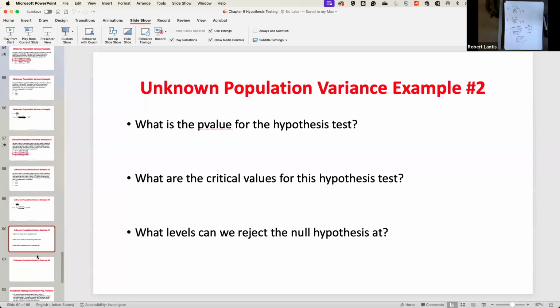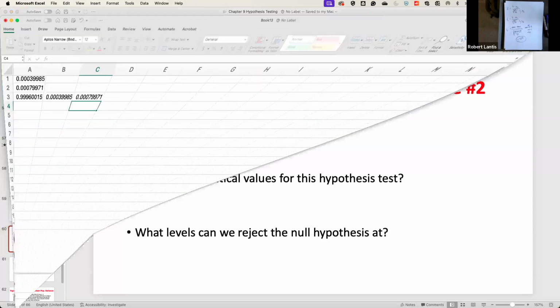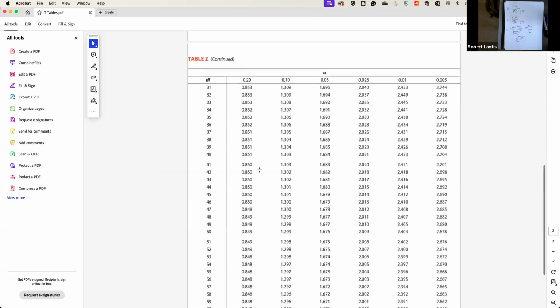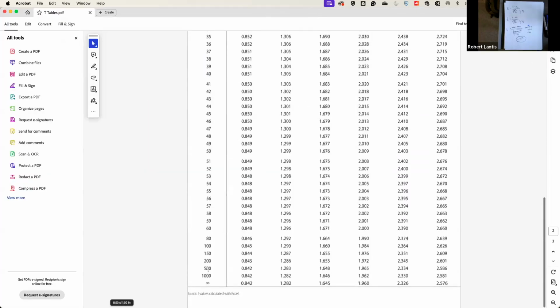Okay, I left it blank because I wanted to show you how we do this. I would personally do this in Excel every single time just to make it easier on yourself. You can, by all means, use this table. The problem is, what degrees of freedom do I use? I've got 399, so I'm somewhere in between here. My test statistic is 4, and this only goes up to 2.5, 2.6. So I'm looking around my degrees of freedom.